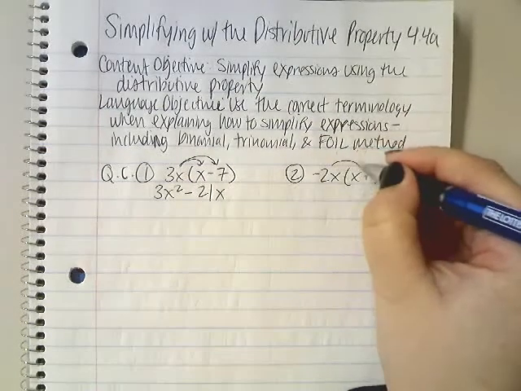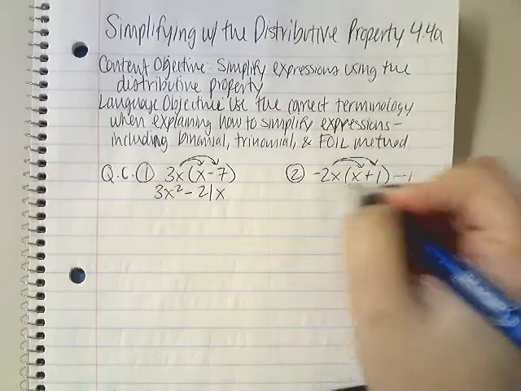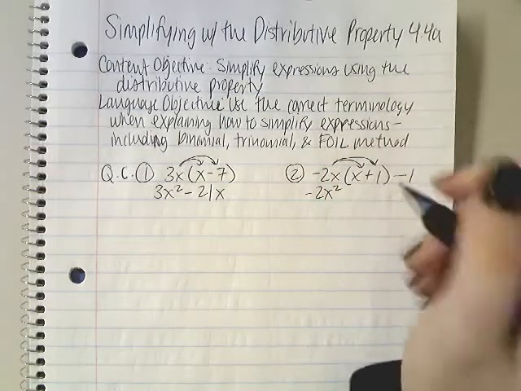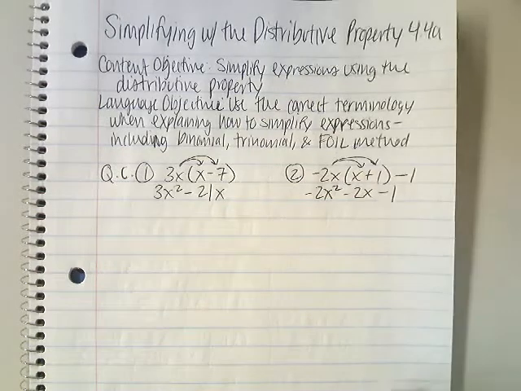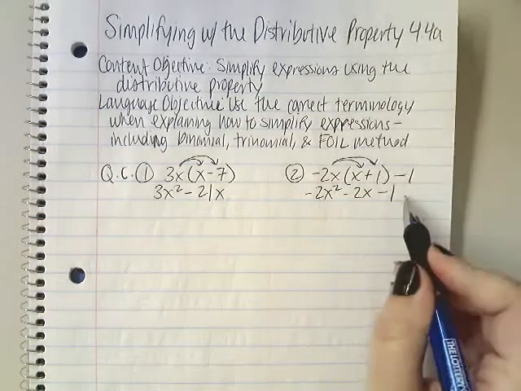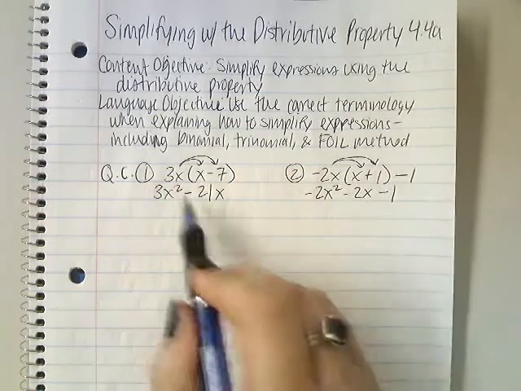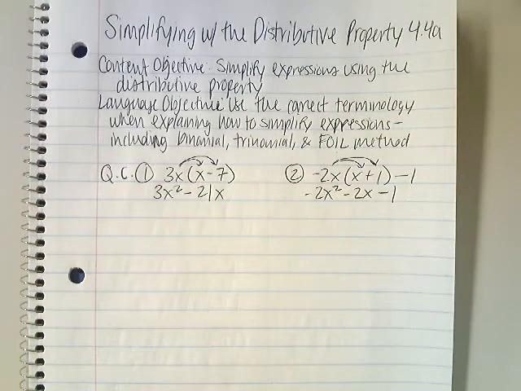Now I'm going to distribute the negative 2x into each of these terms in the binomial. So I have negative 2x times x, I get negative 2x squared. And then I distribute it to the 1, I get negative 2x. And then I have the minus 1 on the end. So now I have a trinomial. I can't combine any of these because none of them are like terms. They have different exponents. So these are my simplified expressions from our quick check.